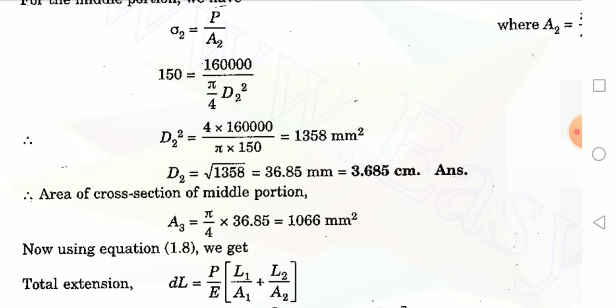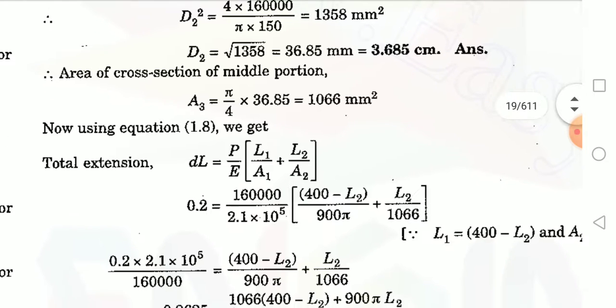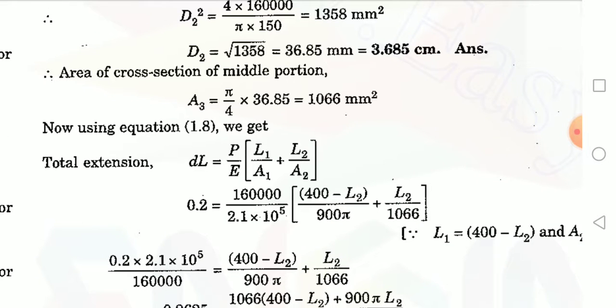And we want to find out the length of the middle portion. For that we know the total elongation of the bar, that is 0.2 mm. We know that del L equal to PL by AE. Here the common load and common Young's modulus are taken separately outside. The varying things are length and area, which are considered in the bracket.